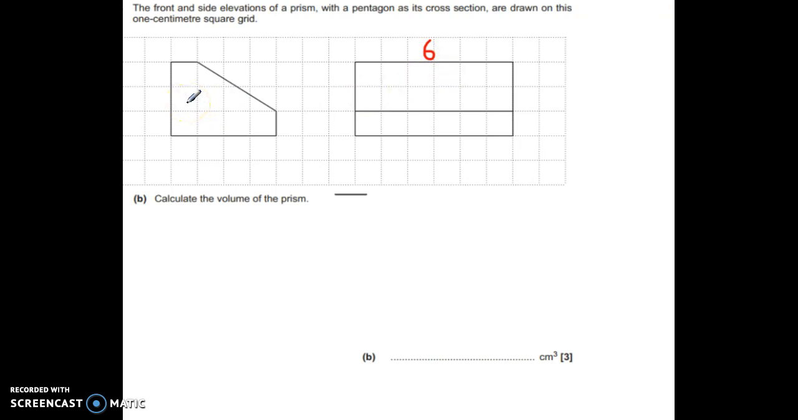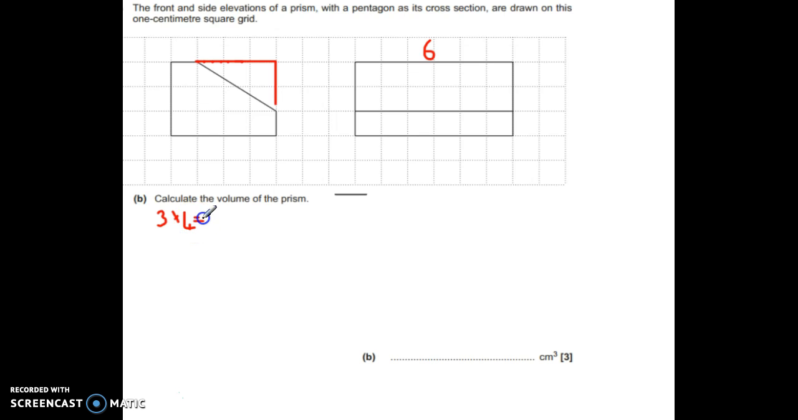So what remains is we need to find the area of the cross section. What we do is find the area of this as if it was a whole rectangle. Imagine we had this bit here and it was all filled in. We can find the area of the rectangle, then find the area of this triangle and take it away, and the remaining area is going to be the area of that cross section. So area of rectangle is 3 times 4, which is 12.